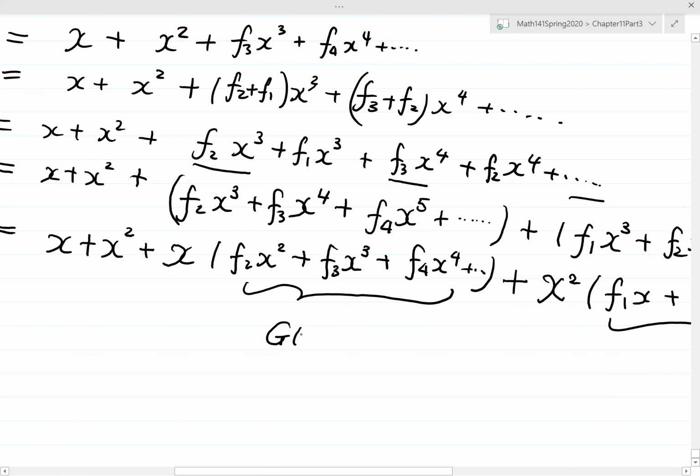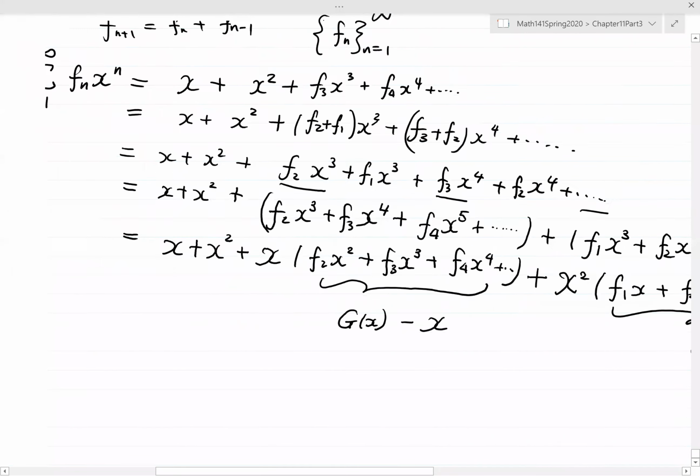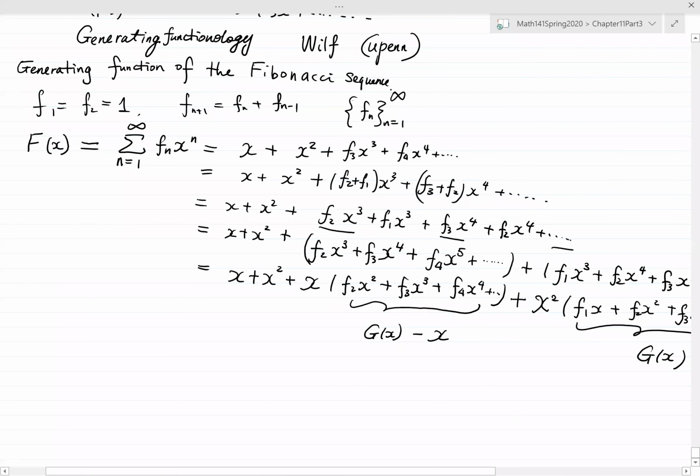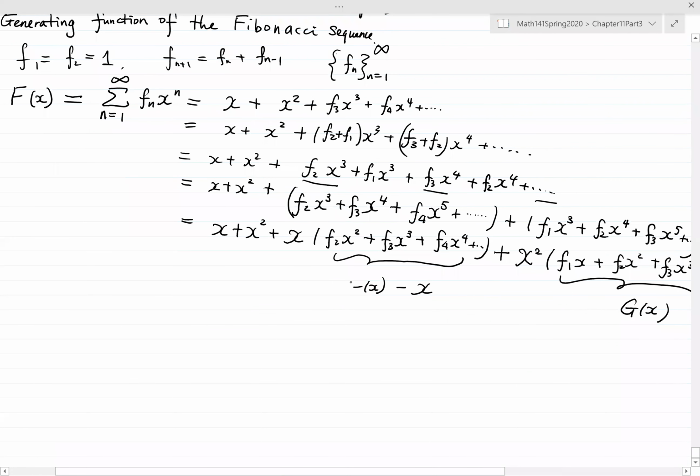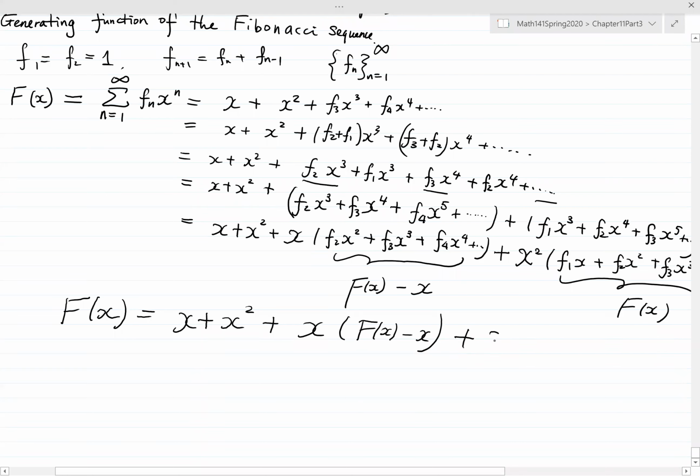This is more or less of G(x), but here we subtract the first term, x. Okay, the first term is x. So we get a relation of G(x) with itself. Let's use capital F. So we get capital F equals x squared plus x plus x squared plus x times capital F minus x plus x squared capital F.